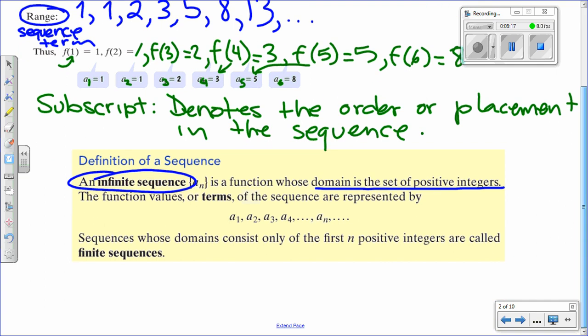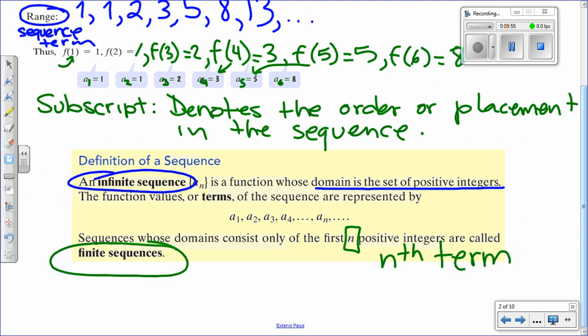Okay? Now, what is the opposite? If something has an end, the opposite of infinite is what? Finite. Very good. So finite sequences have a specific number of terms. Sometimes we don't know how many there are, like we don't know if they're 5 or 10 or 100 or 1,000. So to generalize that, we just use the letter n as a number. So we could be talking about the 100th term or the 200th term. So what we will use is the nth term.